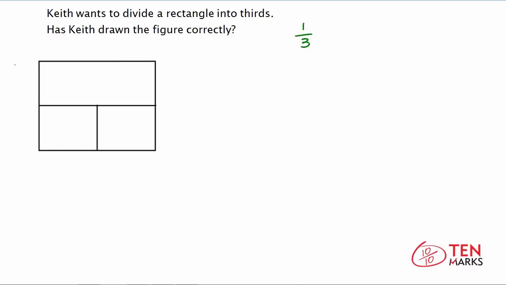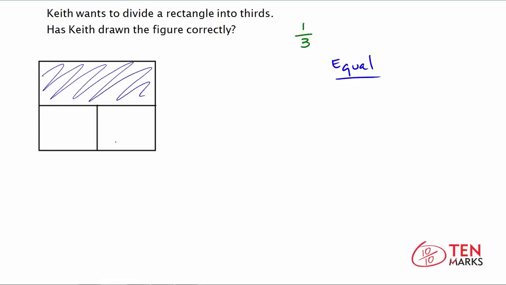Now remember, I told you when you want to use a shape to show a fraction, what's really important is that the divisions you make, or the spaces you make inside the shape, are equal. Keith has not drawn this figure correctly, and the reason is this shape up here is larger than the other two. So this shape up here is not 1/3. What Keith would have to do is take a rectangle and divide it into 3 equal parts. Let me show you that figure.